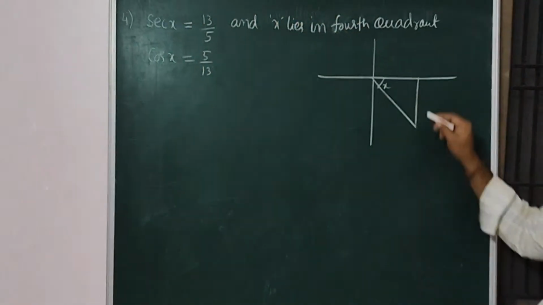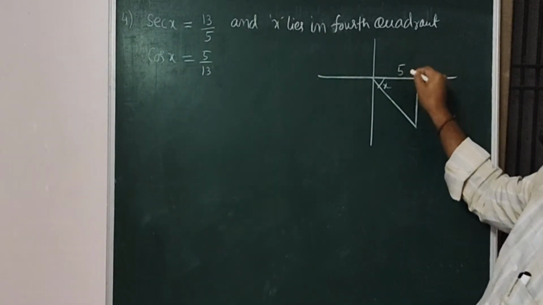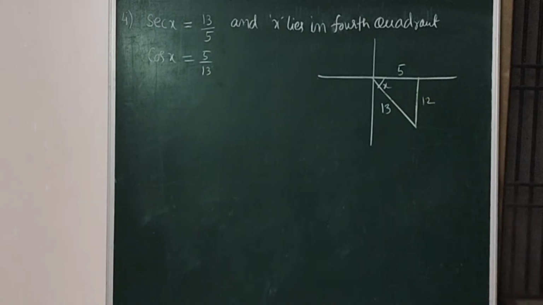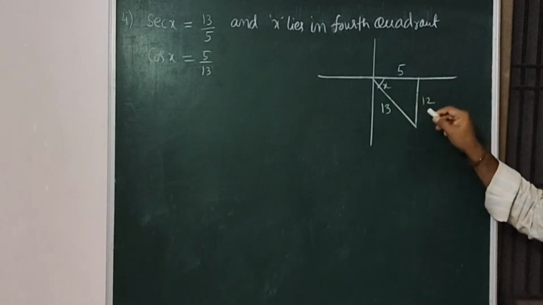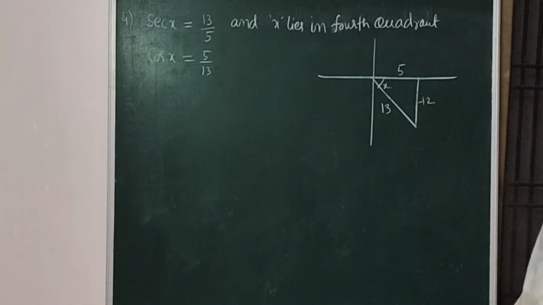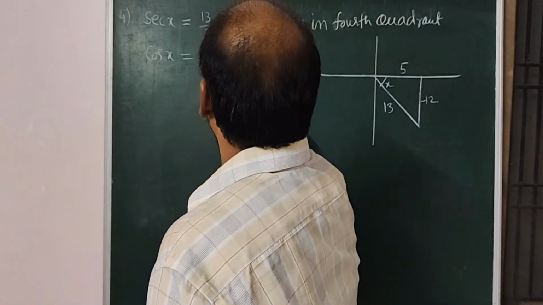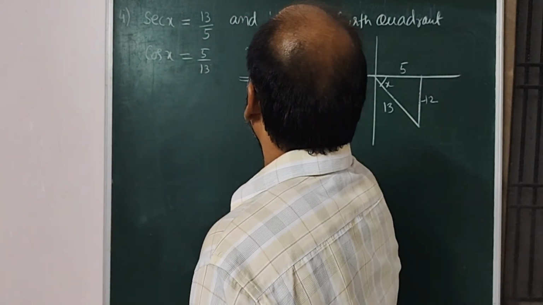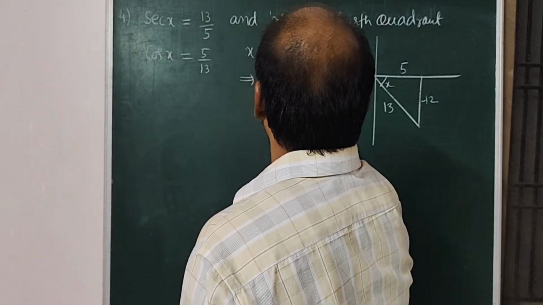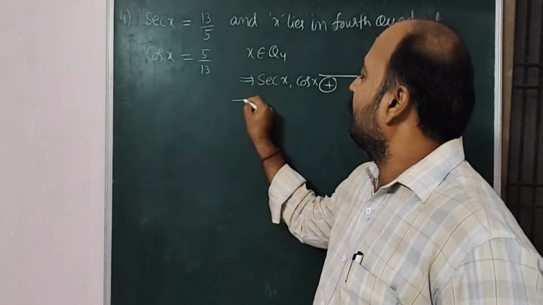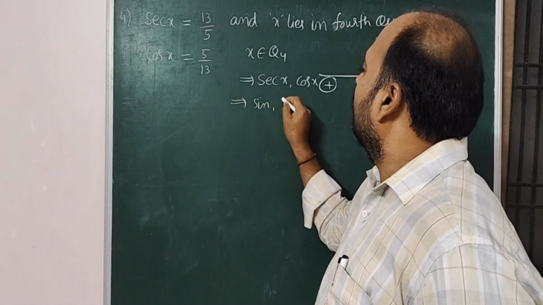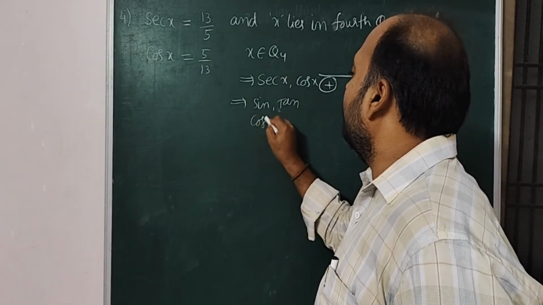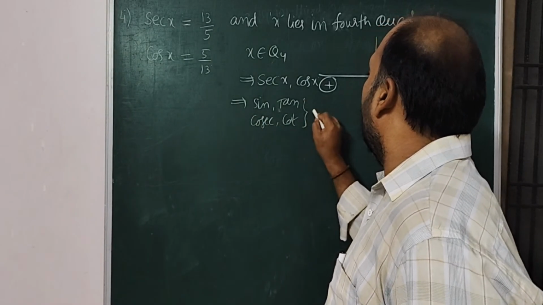Cos definition: adjacent side by hypotenuse. So 5, 13 means Pythagorean triple, 12. It is in the negative direction of the y-axis, so it will be minus 12. Okay. So x belongs to quadrant 4. That implies secant x and cos x are positive. Next, sin, tan, cosecant, cot are negative.